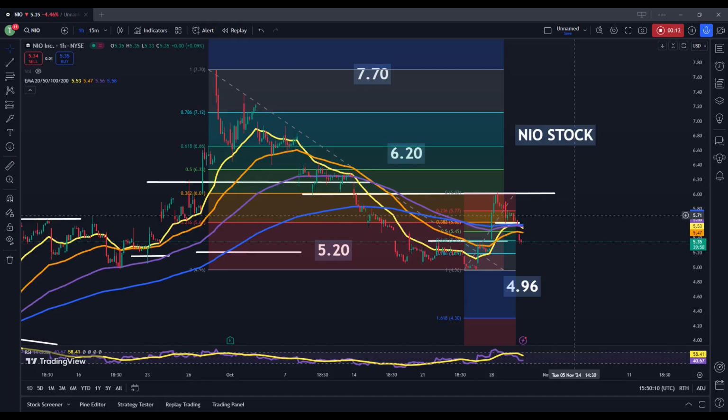We have the current stock market analysis for NIO Incorporated, stock ticker NIO.